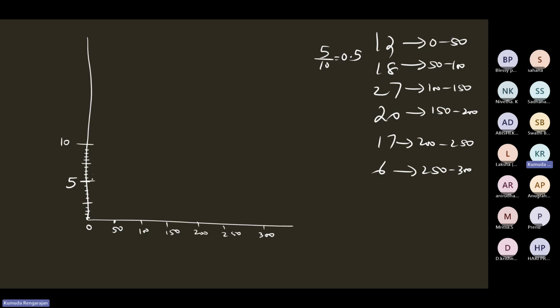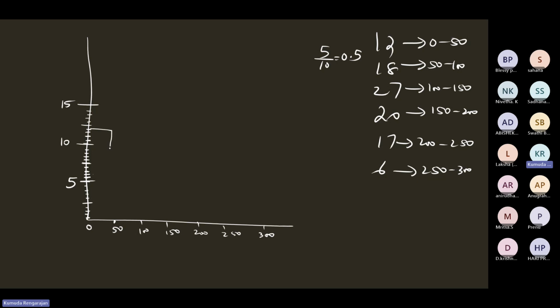So after 5, how will you read? After 5, 5.5, 6, 6.5, 7, 7.5, 8, 8.5, 9, 9.5, 10. 1, 2, 3, 4, 5, 6, 7, 8, 9, 10. This is 15. So which one will be 12? 10, 10.5, 11, 11.5, 12. This one is 12.